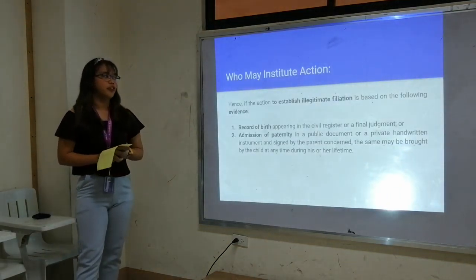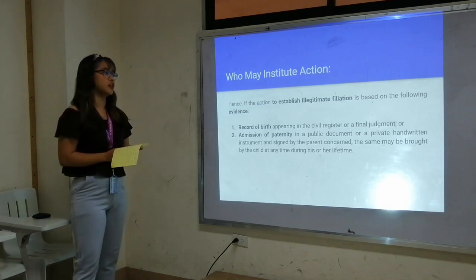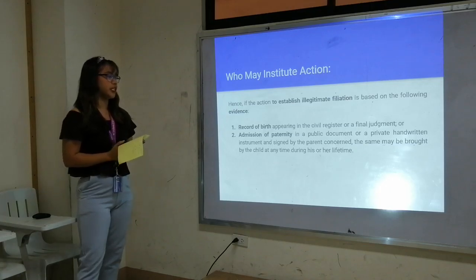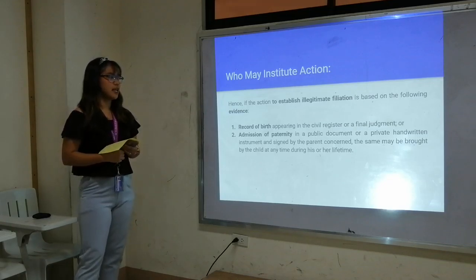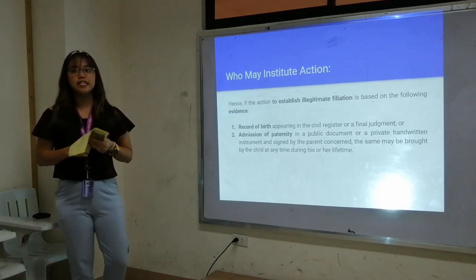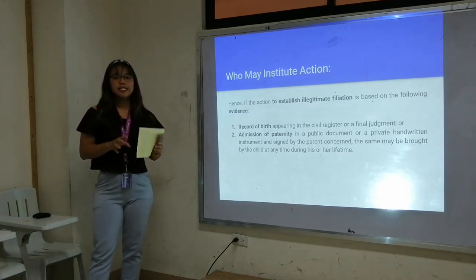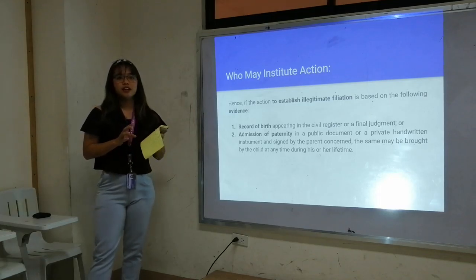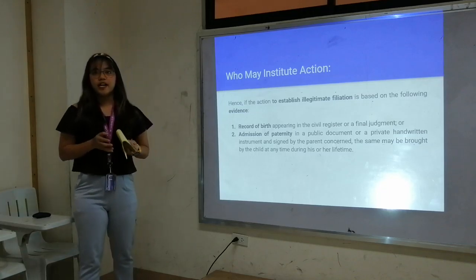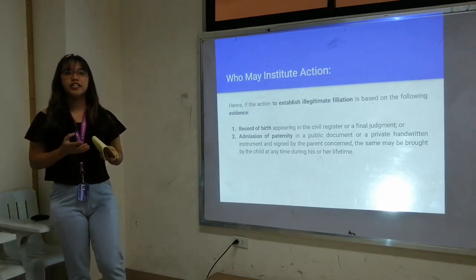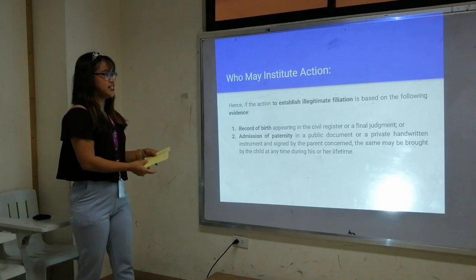Hence, if the action to establish illegitimate filiation is based on the record of birth appearing in the civil register or a final judgment, or an admission of paternity in a public document or a private handwritten instrument signed by the parent concerned, the same may be brought by the child at any time during his or her lifetime. But there is an exception to this rule. In some cases, a birth certificate with the signature of a parent is not sufficient to claim filiation. A parent must execute a handwritten letter stating that he is the parent of that certain child.